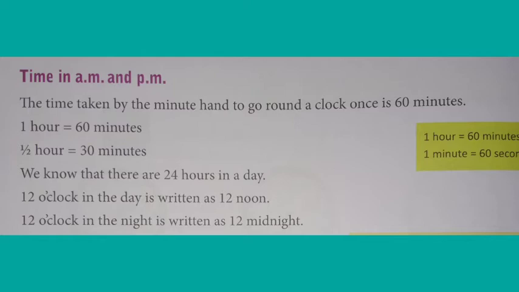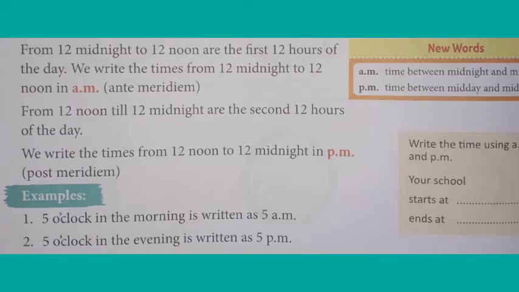12 o'clock in the day is written as 12 noon. 12 o'clock in the night is written as 12 midnight. From 12 midnight to 12 noon are the first 12 hours of the day. We write the times from 12 midnight to 12 noon in AM, that is ante-meridian.